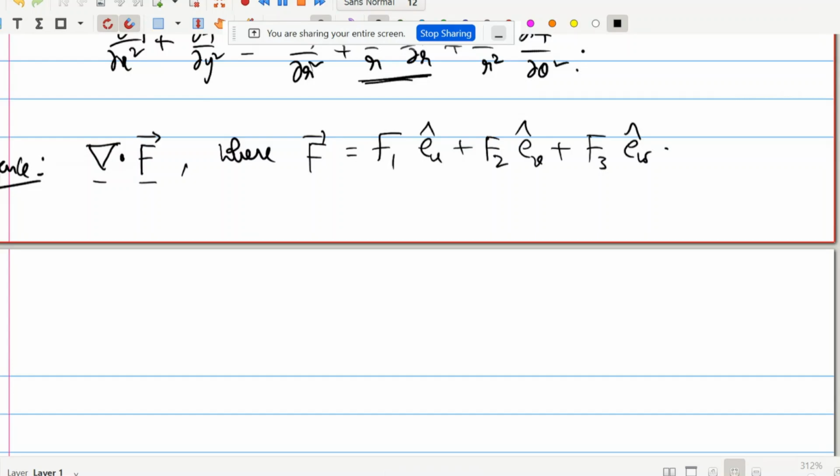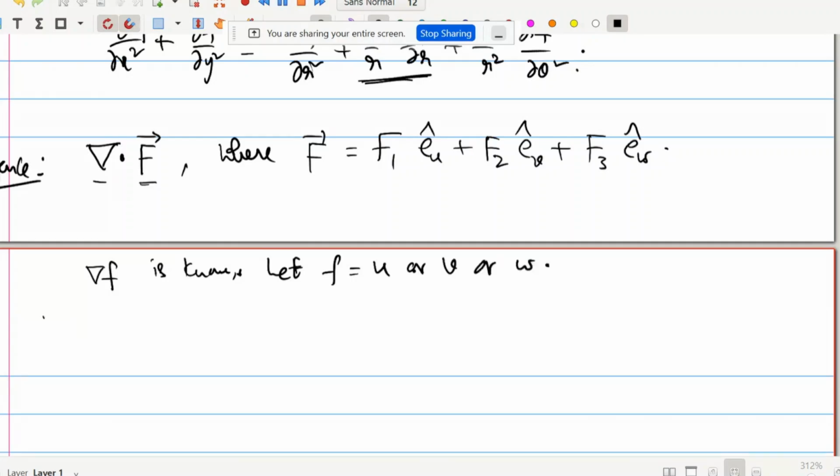Okay, so now how am I going to do this one? Del dot u. So what I do is I choose f. What I choose is earlier. You know what you know is gradient of f, right? Gradient of f is known. So let this f be equal to u, simply u or v or w. Then what happens to this?